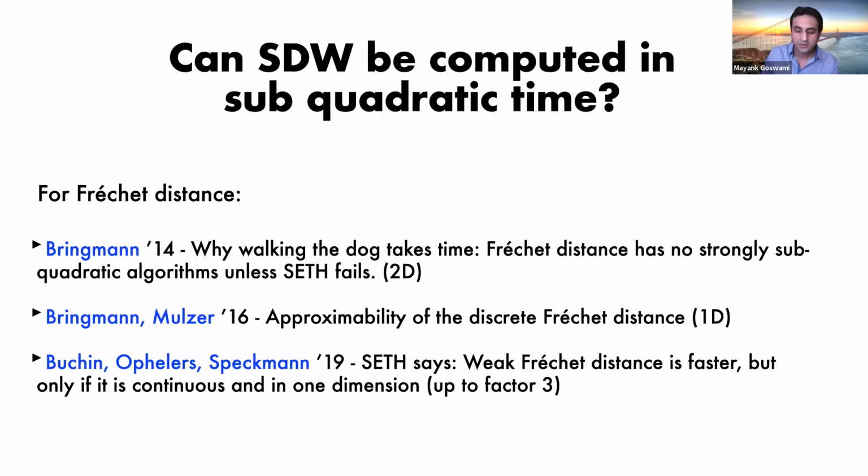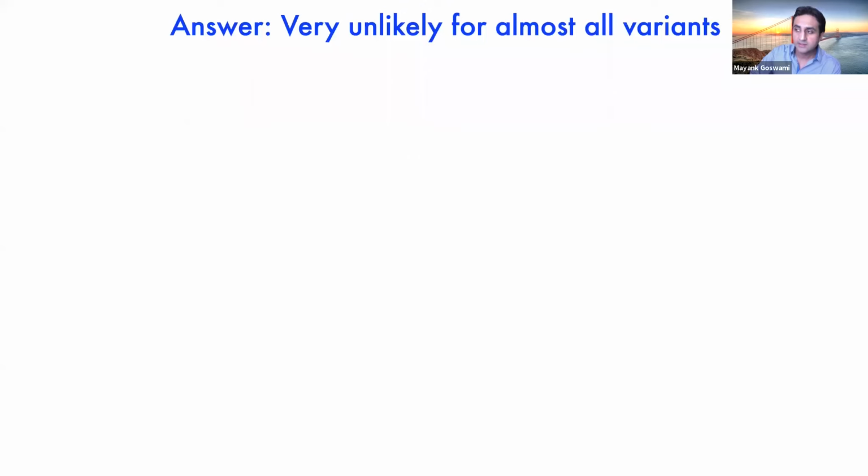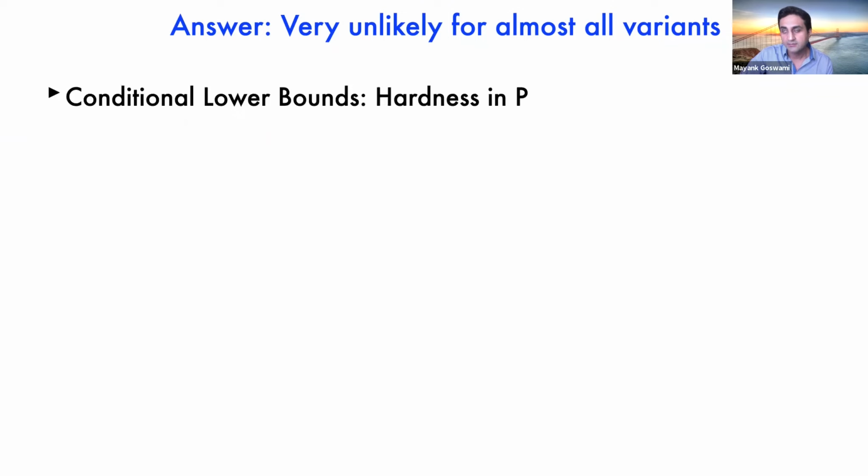And then these results were also extended to the 1D setting. And it's not just that exact computation is hard. Recently, it was also shown that even computing it in some quadratic time up to a factor of 3 would contradict the strong exponential time hypothesis. So we'll be looking for conditional lower bounds on our social distancing problem, and it turns out that it's a similar answer for our problem also. It's very unlikely for almost all variants of the social distancing problem.